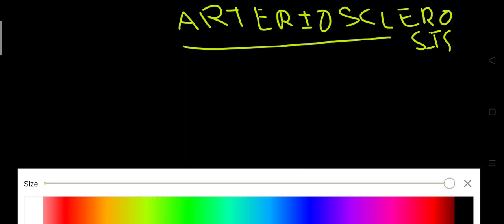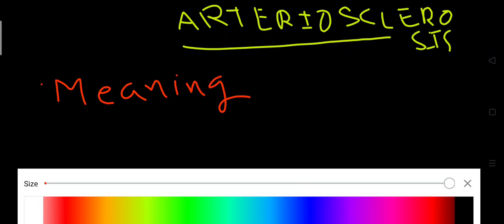So in the last lecture, first we looked at the meaning of the term arteriosclerosis. As you know, the term arteriosclerosis is made up of two terms: arterio and sclerosis. Arterio means related with arteries and sclerosis means hardening. So arteriosclerosis means hardening of arteries. So that was the meaning.